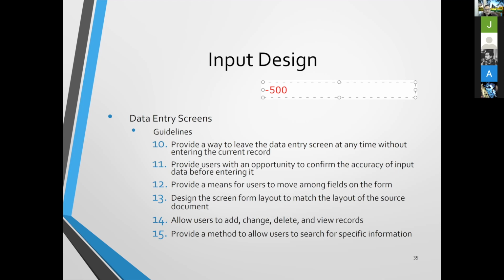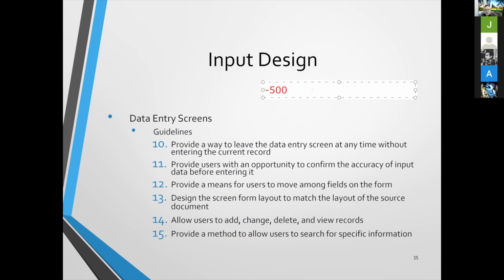Number 11, provide users with an opportunity to confirm the accuracy of the input data before entering it. So in this one, how to do it: the first one is that the data entry field must be large enough with the font size so that the users can see it easily and clearly. After that, you may have some guideline for the users. For example, if they move the mouse pointer over that text box, you may show the help for them about all the valid values that users can input. This might be the way to help them.